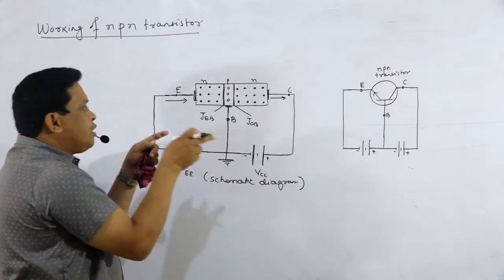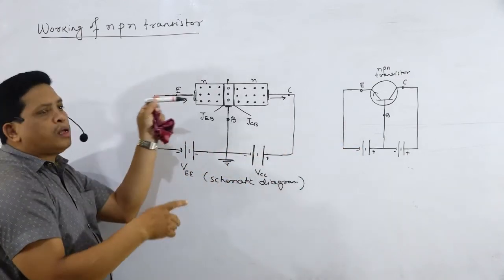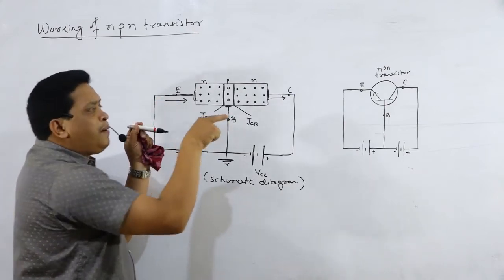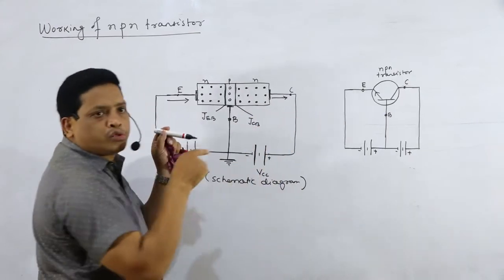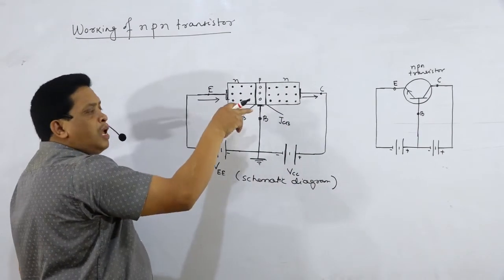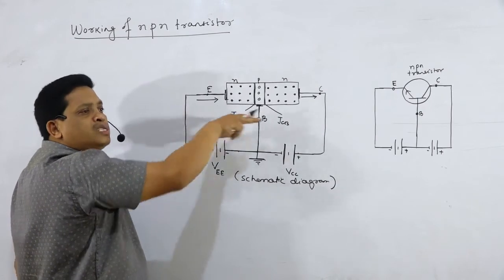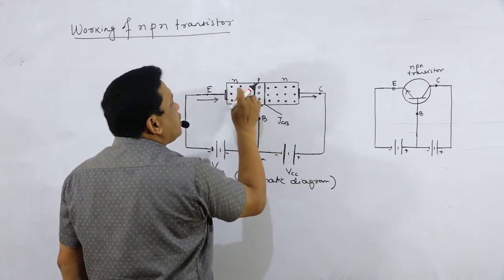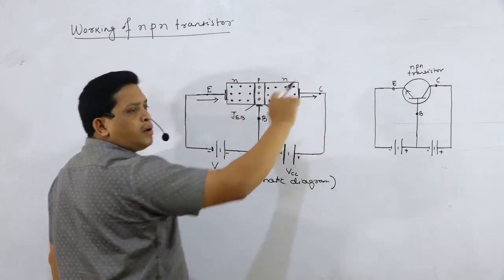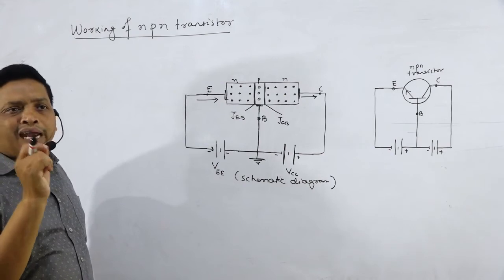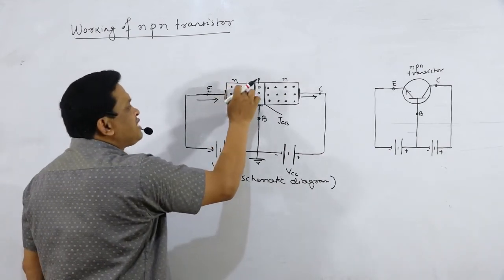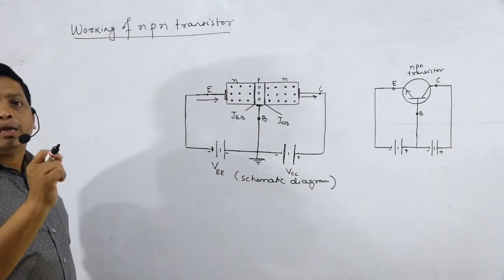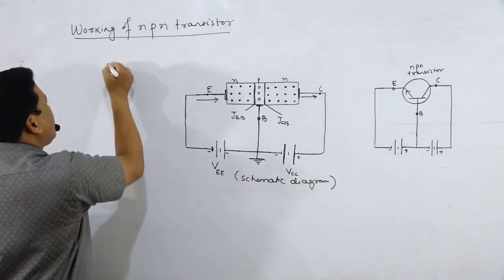So the electrons are attracted, pulled towards it. Look at the forces acting on the majority charge carriers: from the input side a pushing force and from the output side a pulling force. So two forces, and due to the action of these forces, the majority charge carriers start moving from emitter to collector. As the electrons move in the emitter section, that gives rise to the emitter current. What? Emitter current.